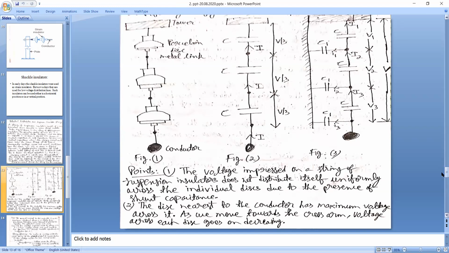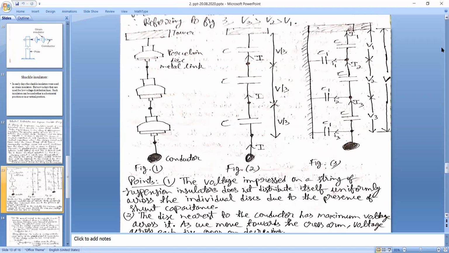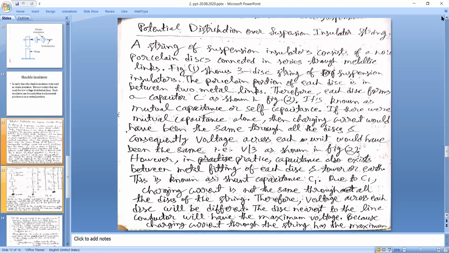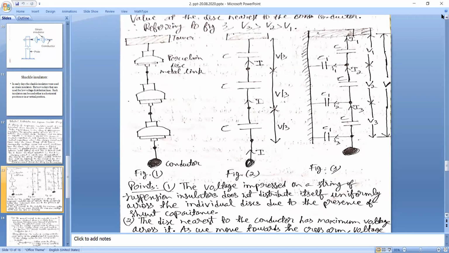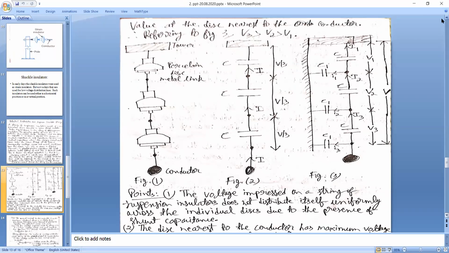So here if you go, wait a second. So this is figure 1. At the top, you have your tower. Please follow the cursor, my mouse pointer. At the top, you have the tower.